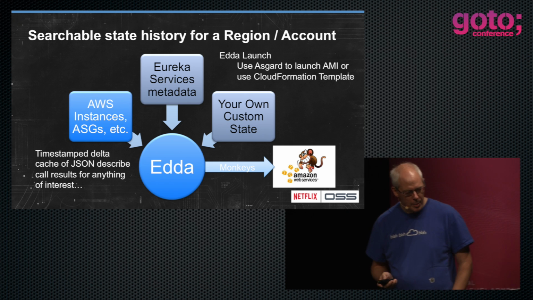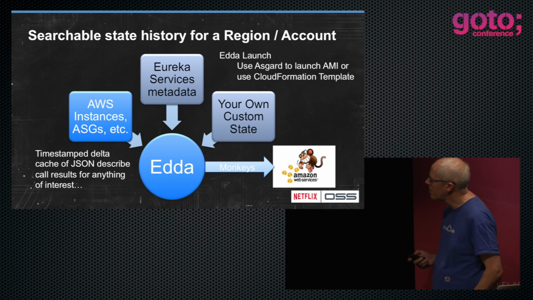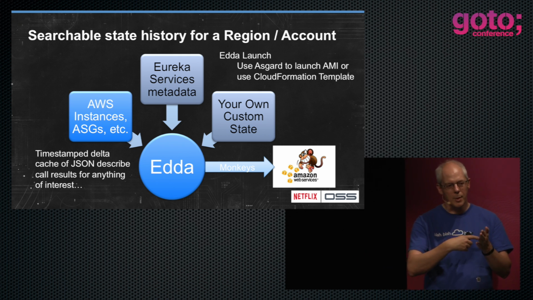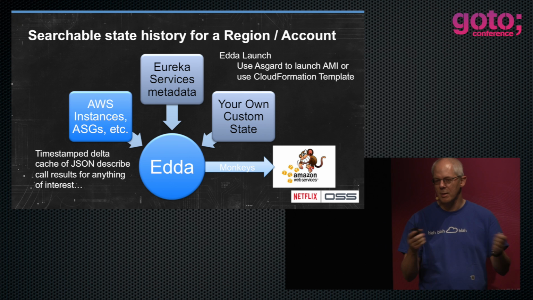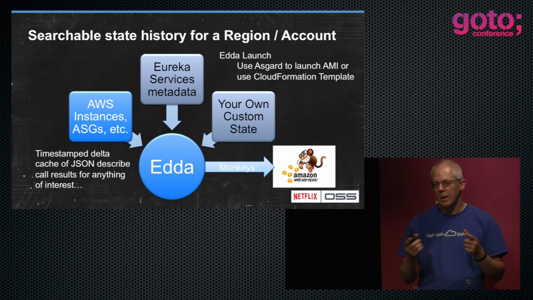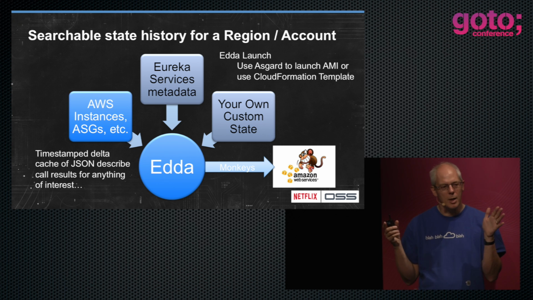Okay, I was talking about that black box Edda service. So Edda, think of it as a timestamp delta cache. You've got AWS, and for every entity on AWS you can say, give me a list of all the instances, give me a list of whatever the things are, and then you can get a describe call against all of them, and you get back a big JSON object that describes that thing, right? So what Edda does is it just walks these things continuously, scraping your Amazon account at a fairly standard rate.